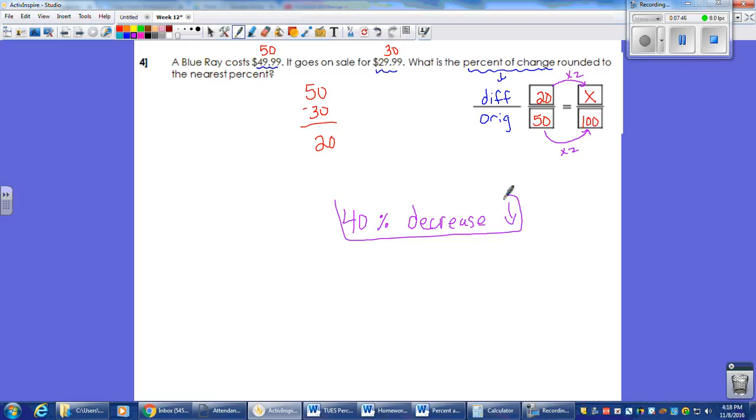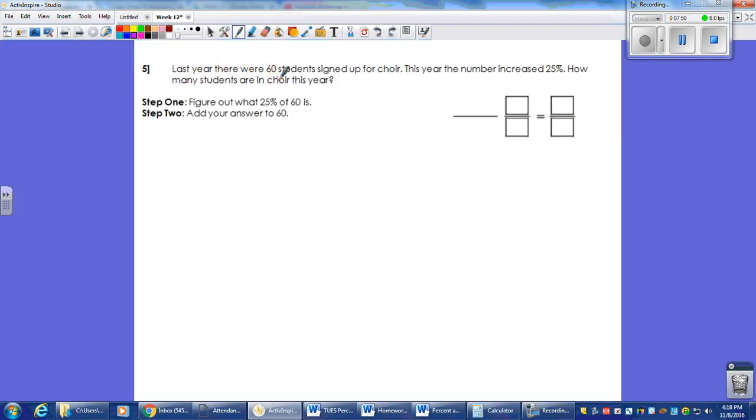Okay, so looking at these ones, it says last year there were 60 students signed up for choir. This year the number increased 25%. How many students are in choir this year? It does not say percent of change. It does not say mark up or mark down, so we know we are actually dealing with part over total. This is basically what we've already been doing.